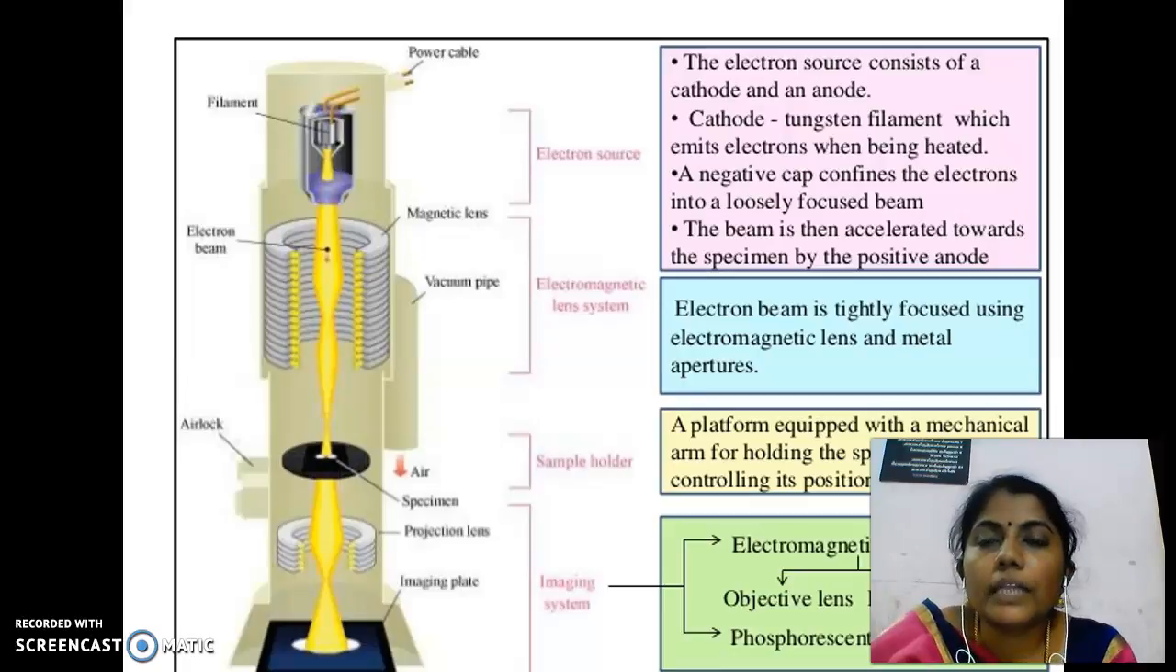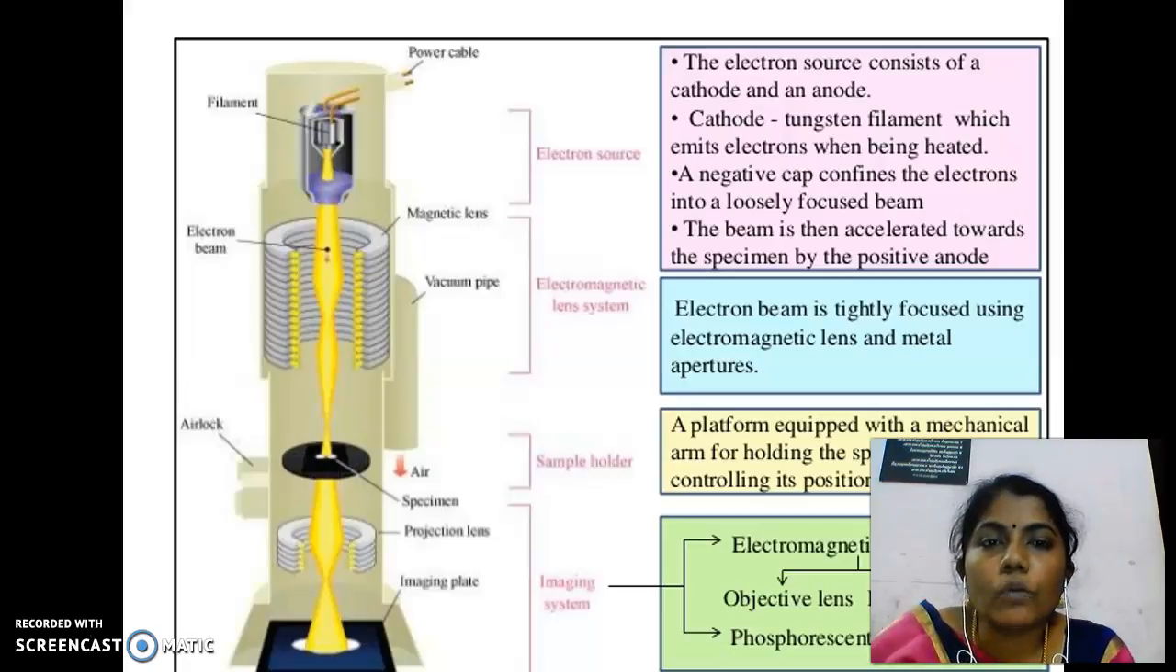The cross-sectional diagram has four major parts: electron source, electromagnetic lens system, sample holder and imaging system. The first one is the electron source. Here the electron source consists of a cathode and anode. The cathode is a tungsten filament which emits electrons when being heated. The negative cap confines the electrons into a loosely focused beam. The beam is then accelerated towards a specimen by the positive anode.